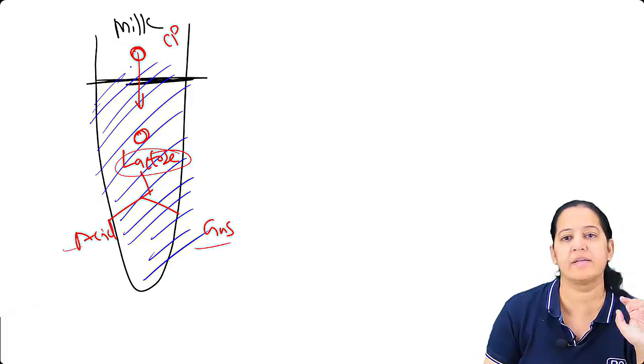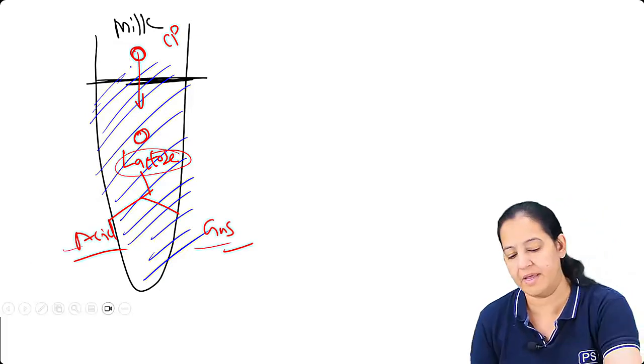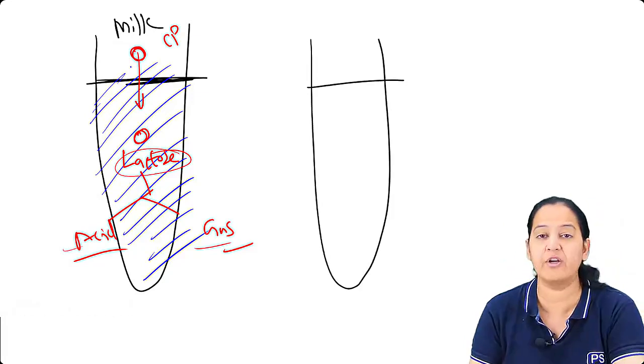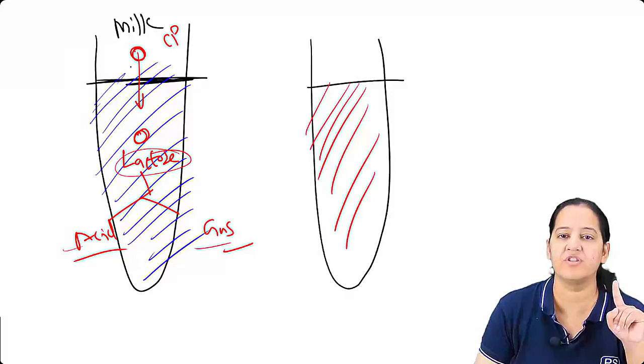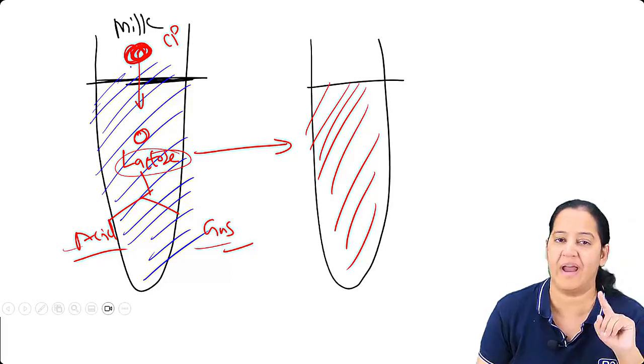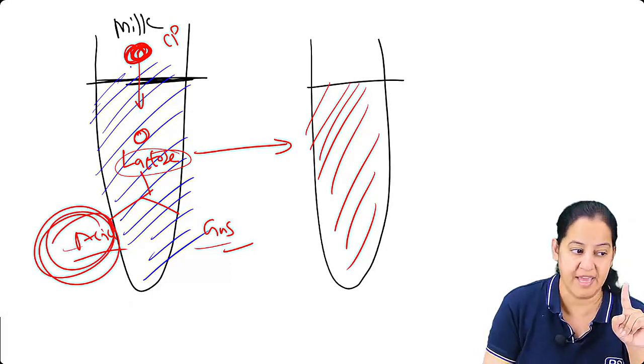Now you tell me, what does the acid do and what does the gas do? Acid converts blue litmus to red. So in front of your eyes, you will see the blue color change to red. As soon as you put one drop of the bacteria, the blue litmus changes to red. Number one, this is due to acid. Acid is doing this conversion.